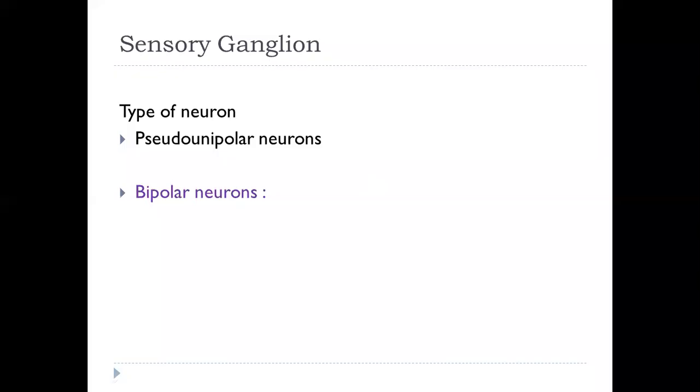But one of the ganglia of the cranial nerves also contains bipolar neurons. This is an exception, a special feature for those of you who are interested to learn. So can you guess which ganglion it is? The clue is it belongs to the 8th cranial nerve. So which nerve is the 8th cranial nerve?